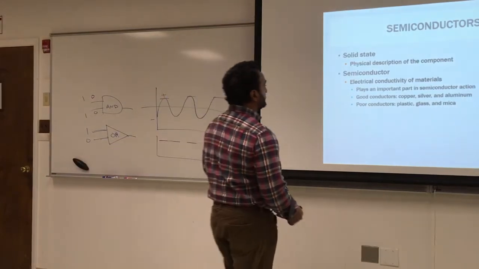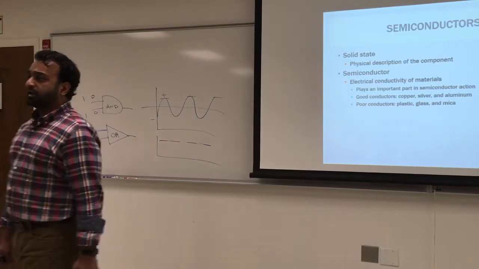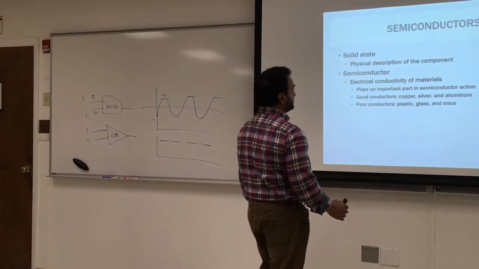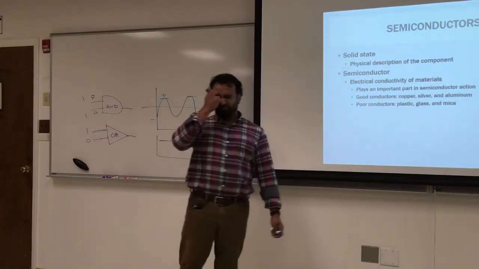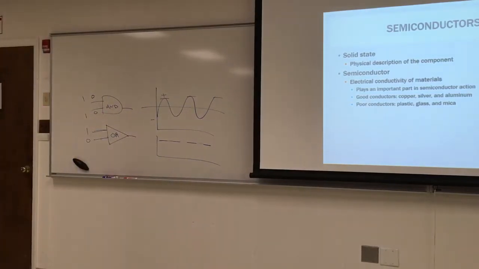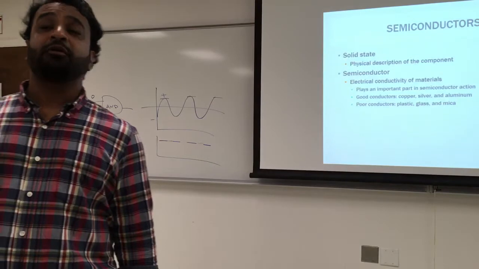Solid state, a physical description of the component. It means there are no mechanical parts going through it. It has a semiconductor. Semiconductor: the electrical conductivity of material. So we know there are conductors and insulators, right? What are conductors? Give me examples of conductors. Copper. Rubber? Rubber is an insulator, right? Gold, platinum. Metals. Silver, iron, copper, the conductors.